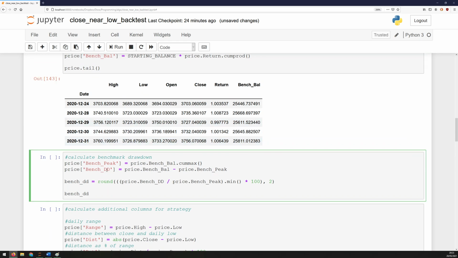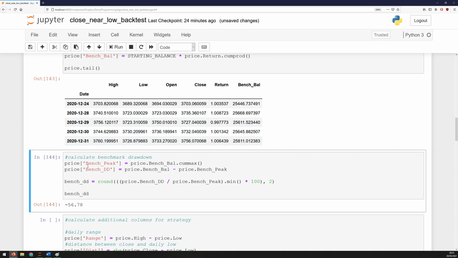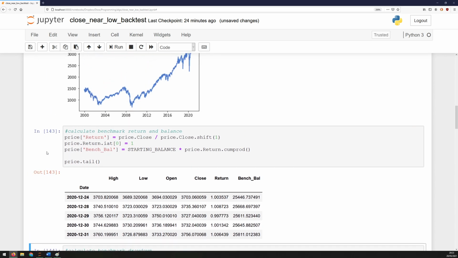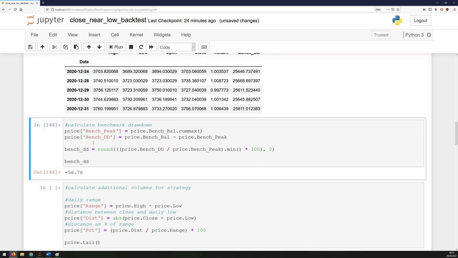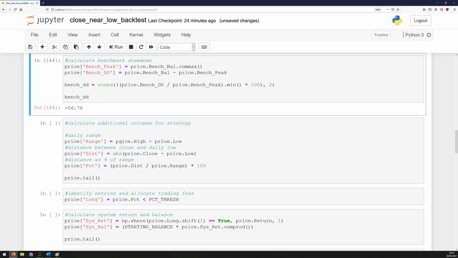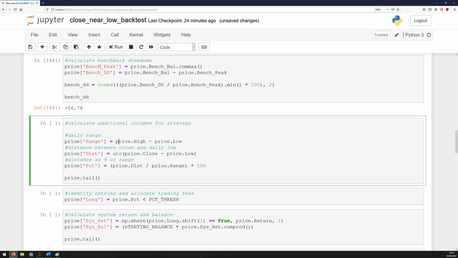I also want to calculate the drawdown. So I work out the peak balance, and then I track the current balance against that peak to work out how much it's fallen. So I can then take the worst case, which is coming up as 56.78%. So that's saying that at worst, the drawdown has been just over half of the portfolio. So a pretty significant drawdown. Now that the basic benchmark metrics are done, what I can start looking at is the strategy itself.